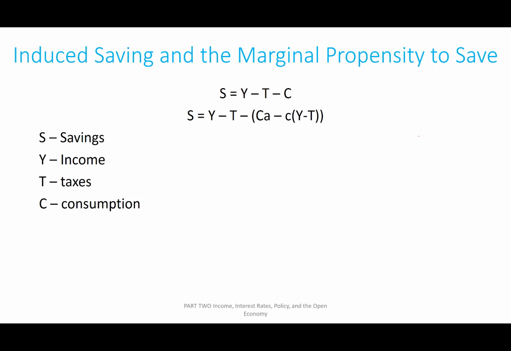Induced saving and the marginal propensity to save. Savings is equal to income minus taxes minus consumption. The equation right below it has the consumption function substituted for C. S stands for saving, Y is income, T is taxes, and C is consumption.